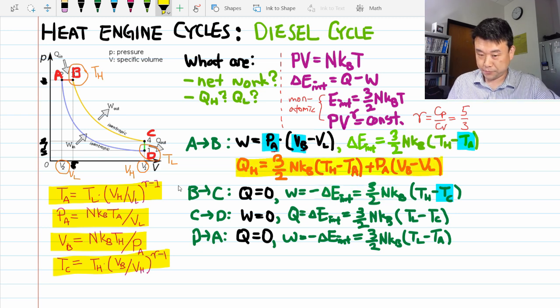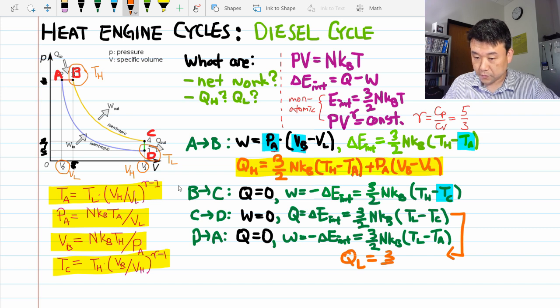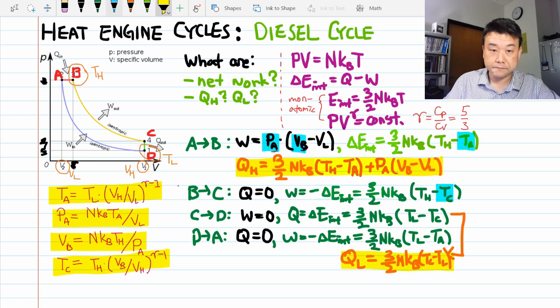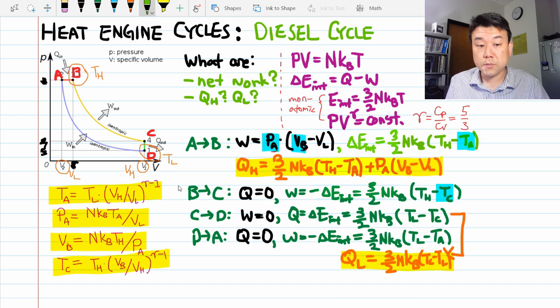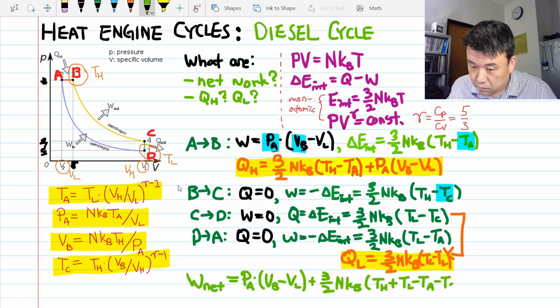Now the heat output, I need to express it as a positive quantity. So it does come from here, but I need to express it as a positive quantity. QL is equal to 3/2 Nk (TC minus TL). And finally, I can write down the work done. And the work done is the sum of the three contributions from A to B, B to C, and D to A.